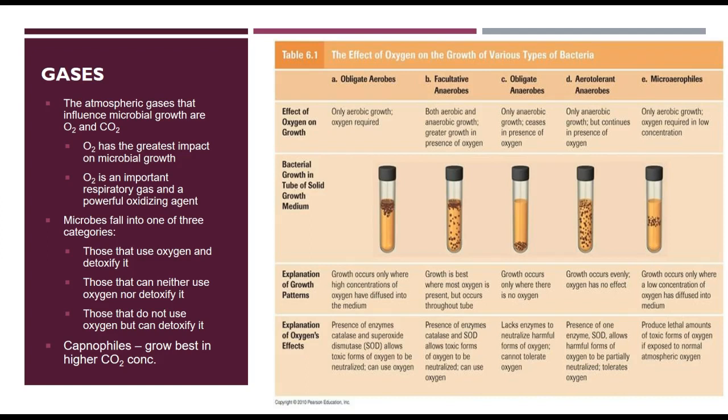Our aerotolerant anaerobes are anaerobic organisms. They prefer to grow without oxygen. However, they are able to grow in the presence of oxygen because while they don't use oxygen, they are able to detoxify it. So you're going to see organisms growing throughout the test tube evenly. Oxygen doesn't really impact their growth.